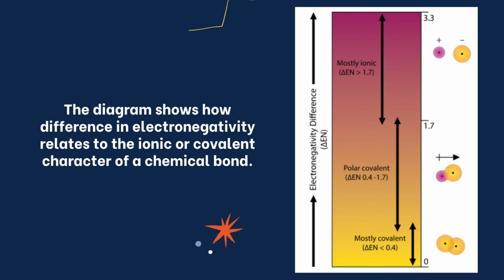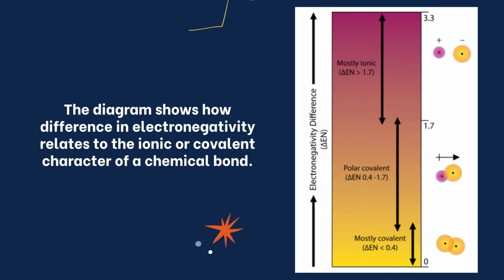The diagram shows how difference in electronegativity relates to the ionic or covalent character of a chemical bond. Remember, fluorine and potassium have a difference in electronegativity of 3.08. Since the difference in electronegativity is largely great, the bond between the 2 atoms is ionic.